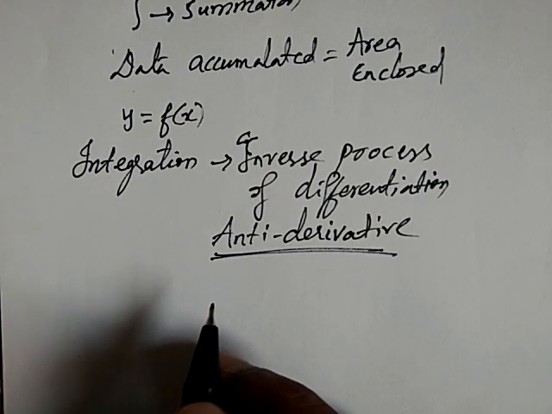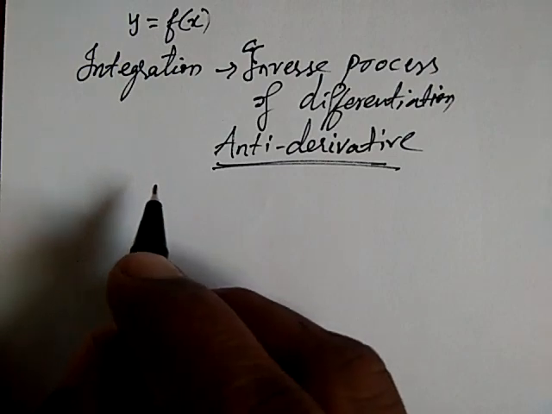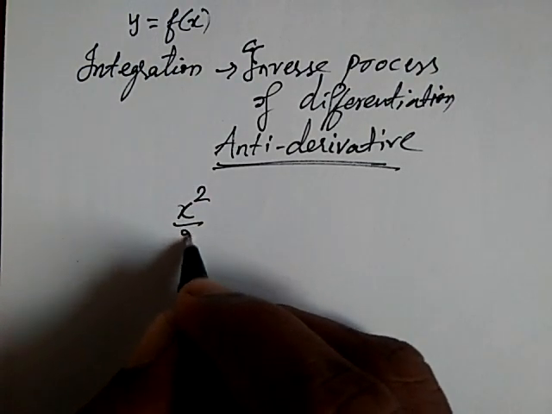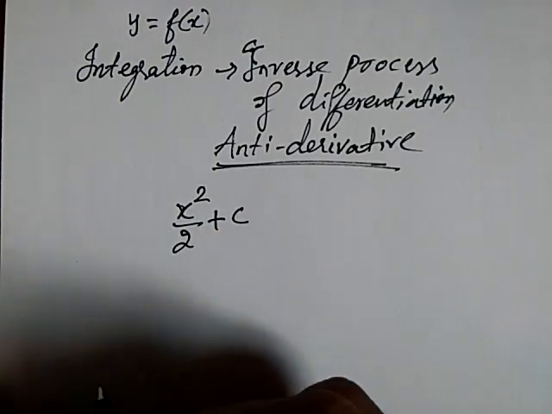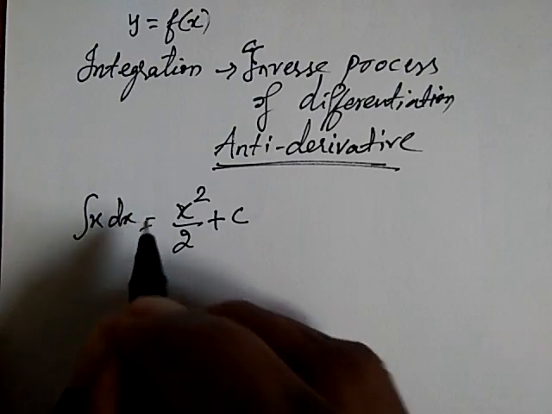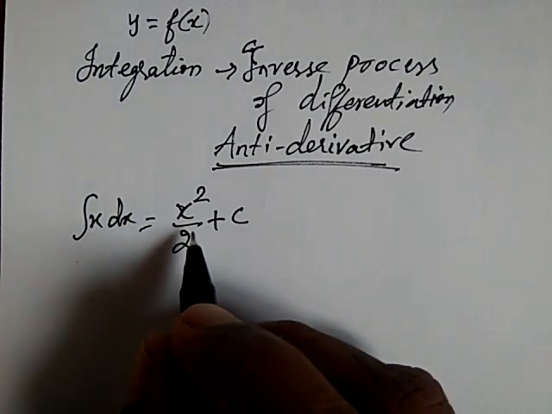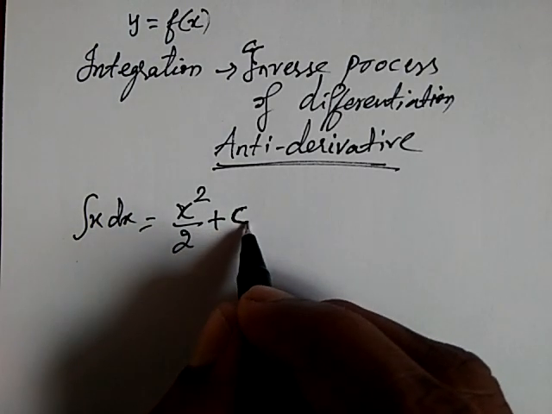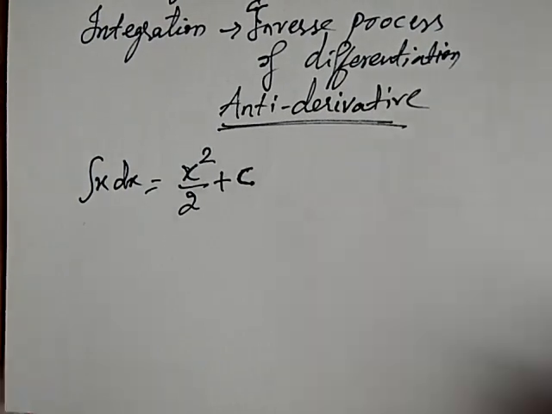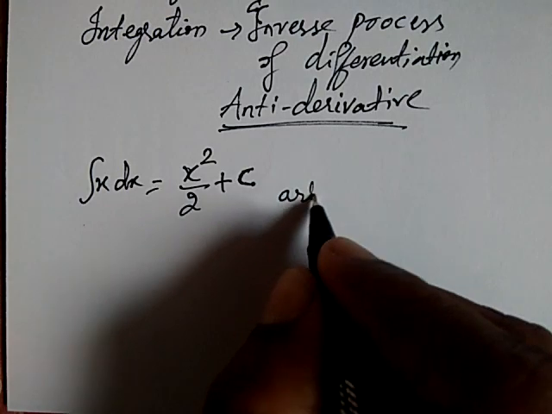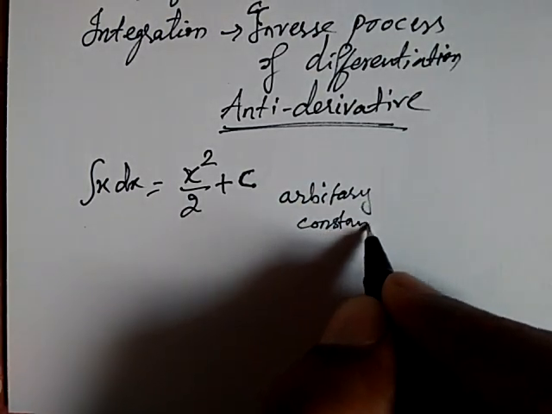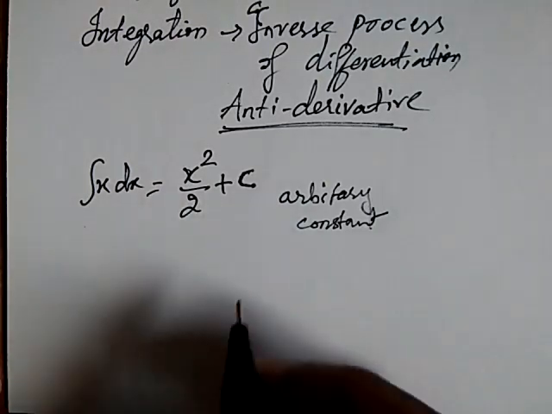Okay, one example I will give. For example, you cannot say the plot area is x square by 2 plus c. Okay, so this is nothing but the integration of x dx. Integration of x dx is x square by 2 plus c. C is the integration constant, that is, an arbitrary constant. So the value of that c may change from problem to problem.